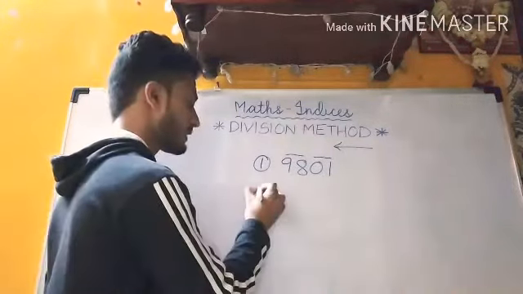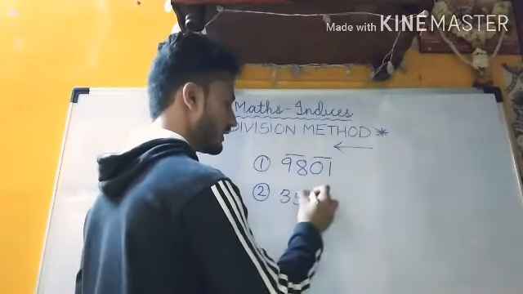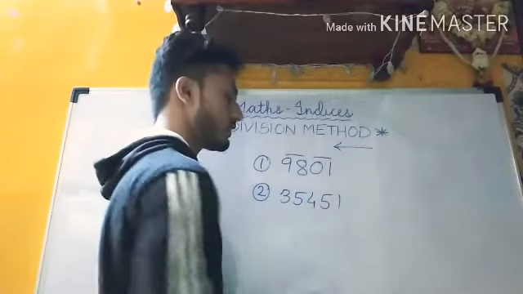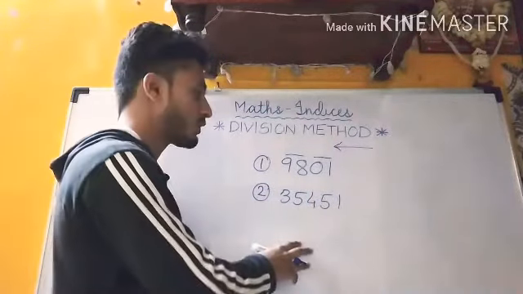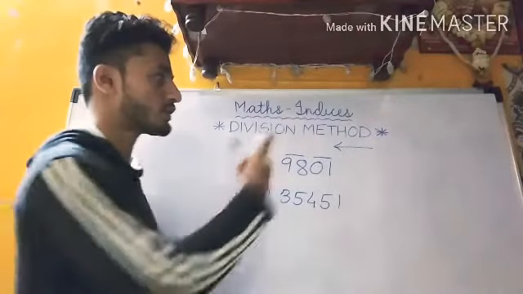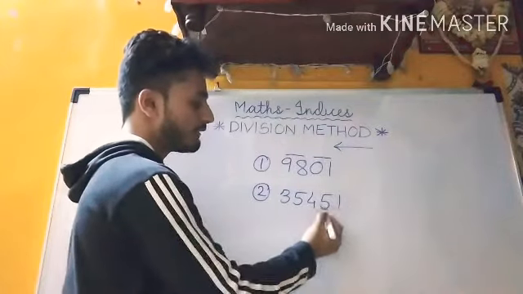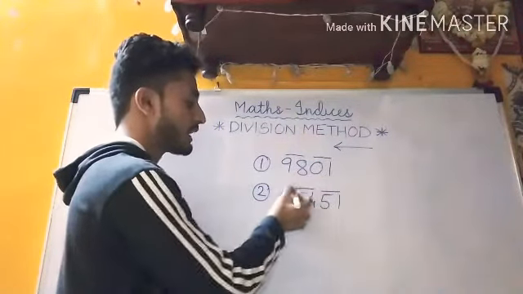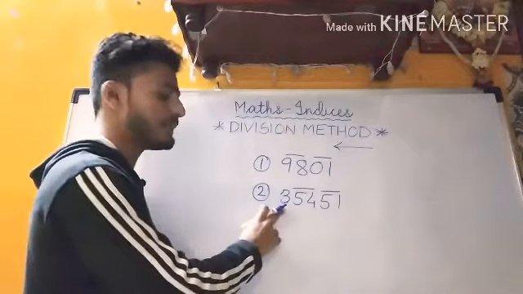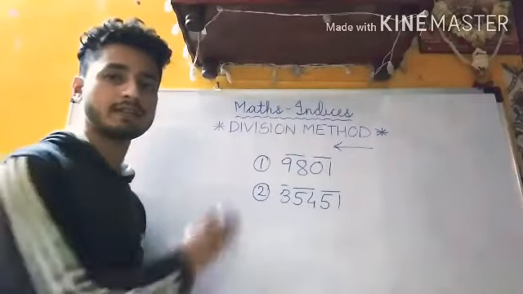We'll try some more examples. If it is 35451, I'm just taking any random number for your understanding. As I've said, we are going to start with the right hand side, so we'll start from 1. So 1 and 5 will make one pair, 4 and 5 will make another pair. Now 3 is remaining alone. Keep it as it is. It will remain single.